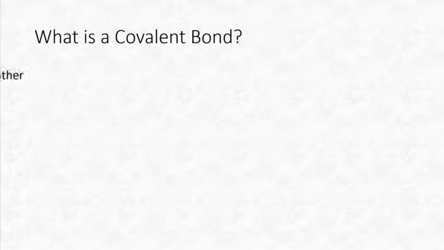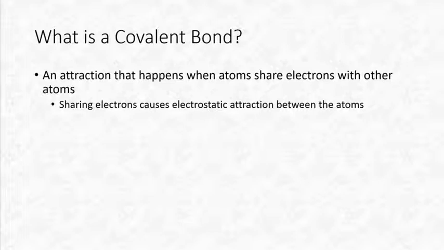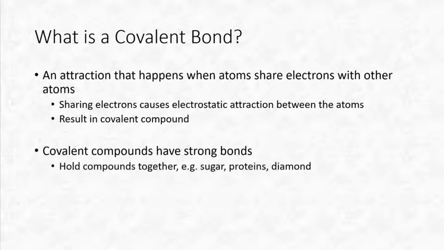So firstly, what is a covalent bond? Well, it's an attraction that happens when atoms share electrons with other atoms. This sharing of electrons causes an electrostatic attraction between the atoms, which results in a covalent compound. Covalent compounds can have very strong bonds. They hold compounds together, so for example, sugars, proteins, and diamond all have only covalent bonding.